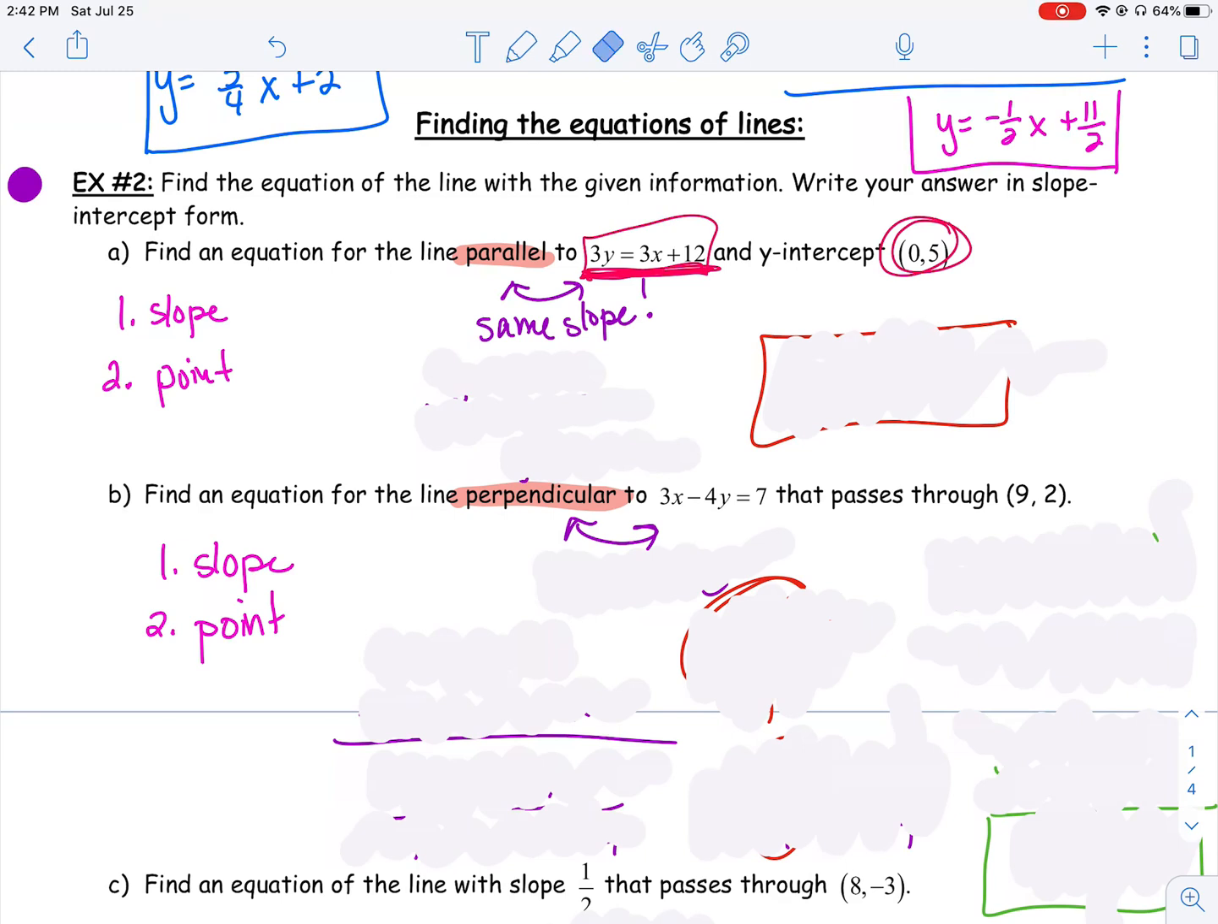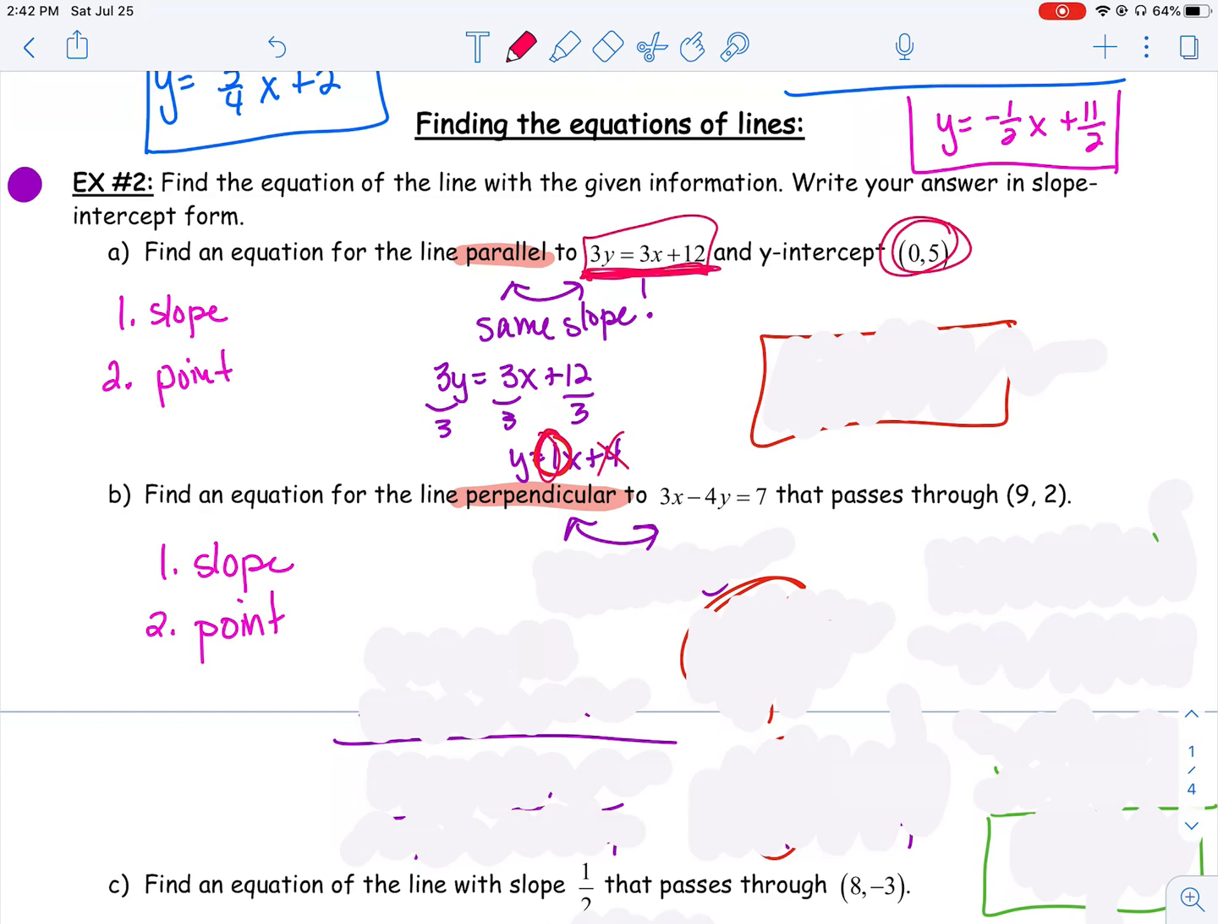So let's do that. I'm going to take that equation. I'm going to divide every single term by 3, and I end up getting the equation y equals 1x plus 4. Now, I don't care about his y-intercept. I just want to use the slope. And since I know that the slope of the line I want is going to be the same as this slope, I want to use the slope of 1.